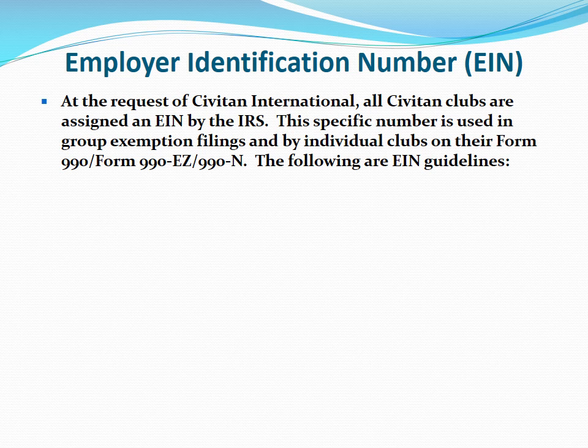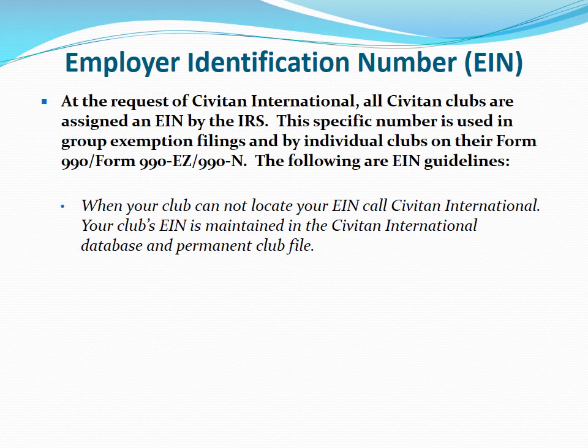The next segment that we're going to take a few minutes in is the Employer Identification Number, or EIN. At the request of Civitan International, all Civitan clubs are assigned an EIN by the Internal Revenue Service. This specific number is used in group exemption filings and used by individual clubs for their Forms 990, Form 990EZ, or 990N. Here are the guidelines for the EIN numbers. When your club cannot locate your number, call Civitan International. Your club's EIN is maintained in the Civitan International database and is a permanent part of your club's file.